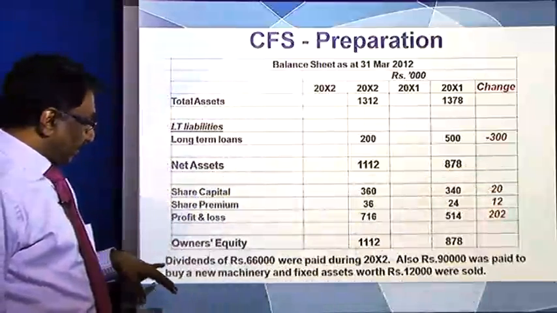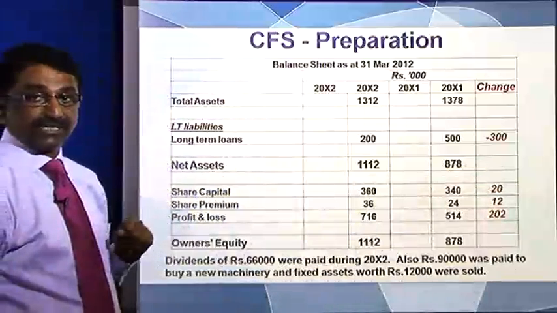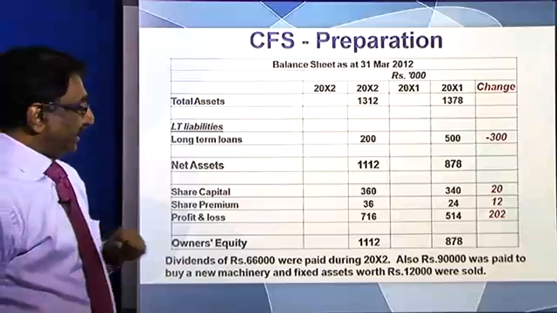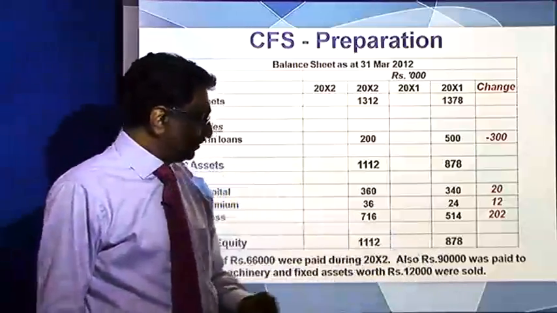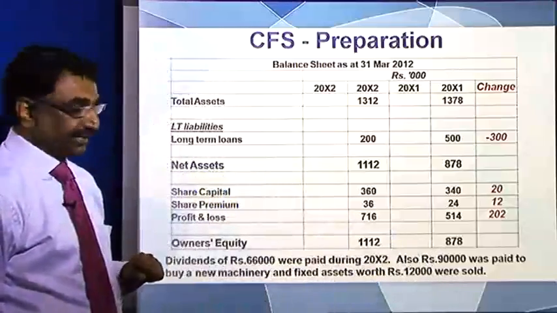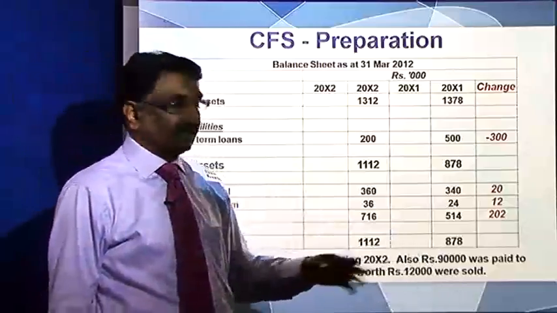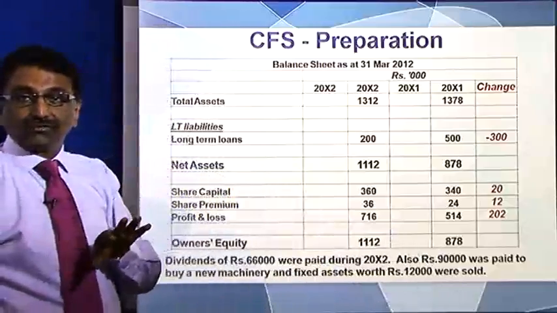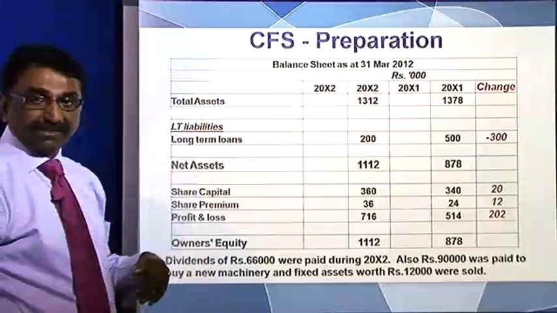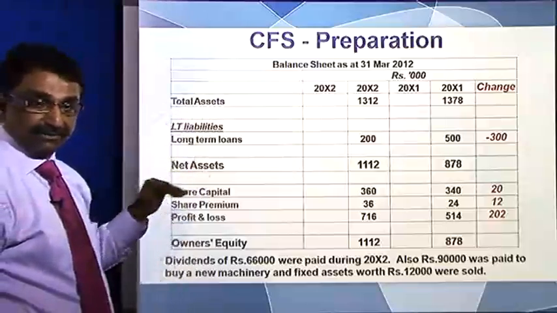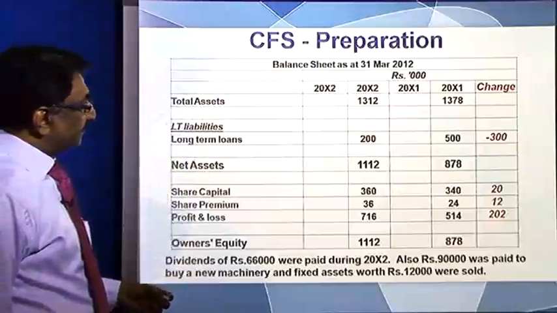Additional data that has been provided is that a dividend of 66,000 was paid, 90,000 was paid towards new machinery, and a fixed asset worth 12,000 was sold. I hope you have noted down all the figures so that when we arrive at the cash flow statement, it will become easy for you to compare what we are talking about.